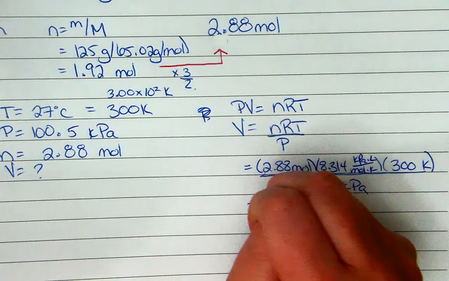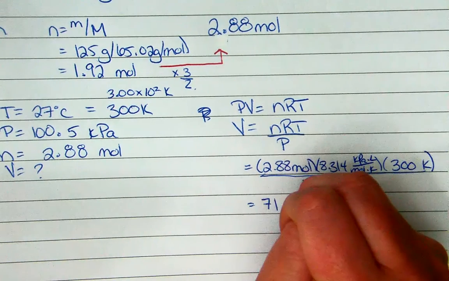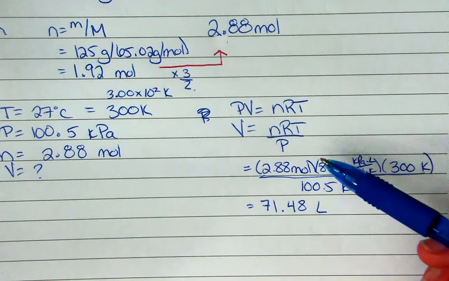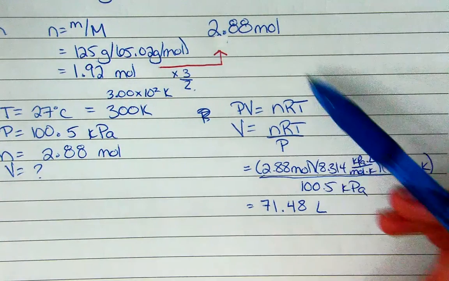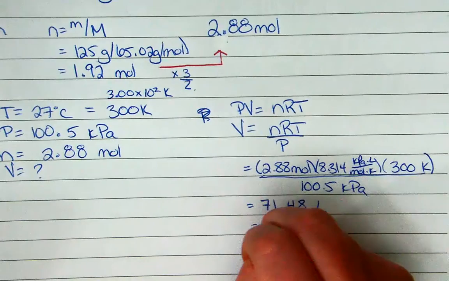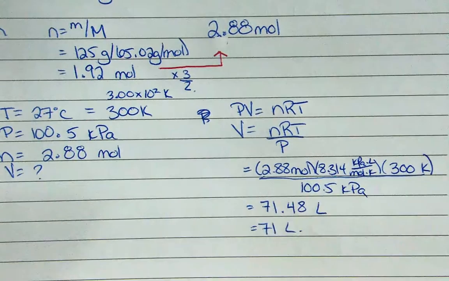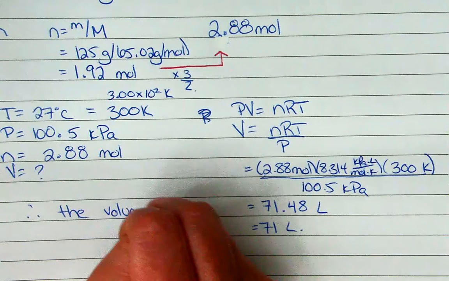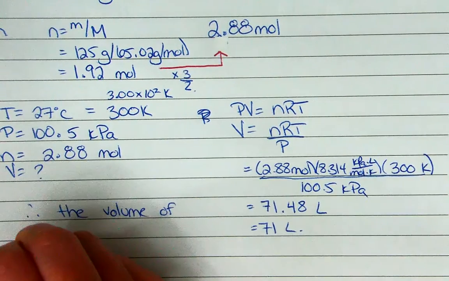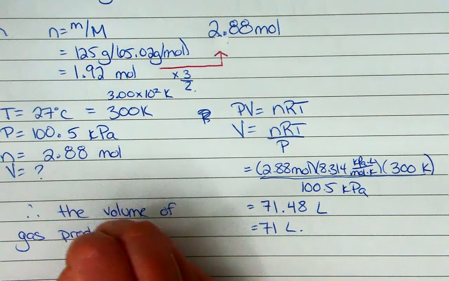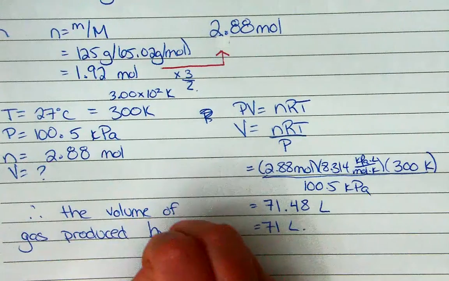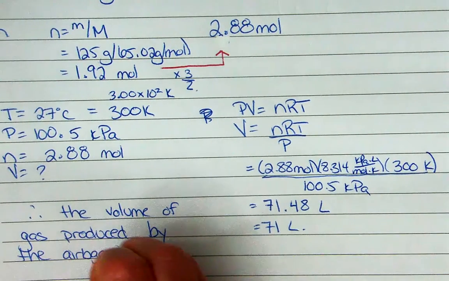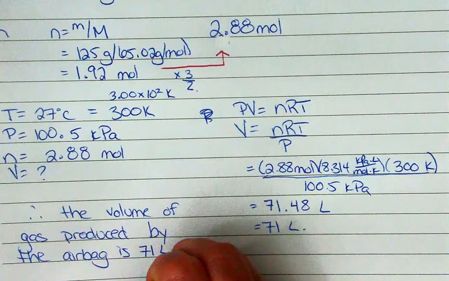And that gives me 71.48 liters. And let's see my sig digs. I'm going to go down to 2 sig digs, which leaves me with 71 liters. Therefore, the volume of gas produced by the airbag is 71 liters.